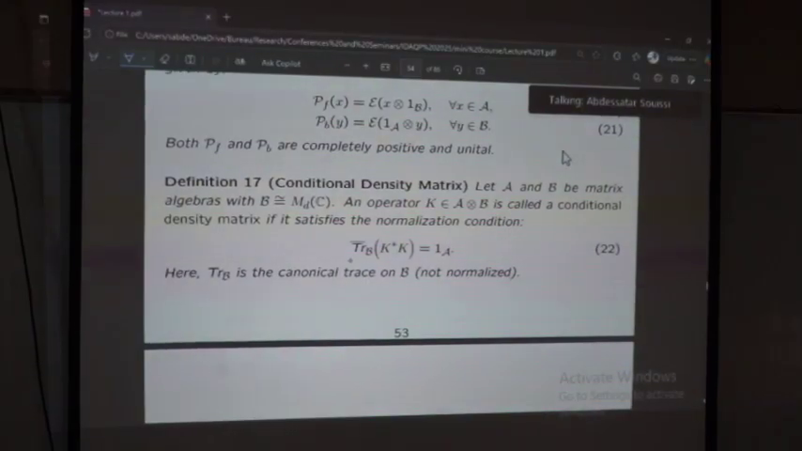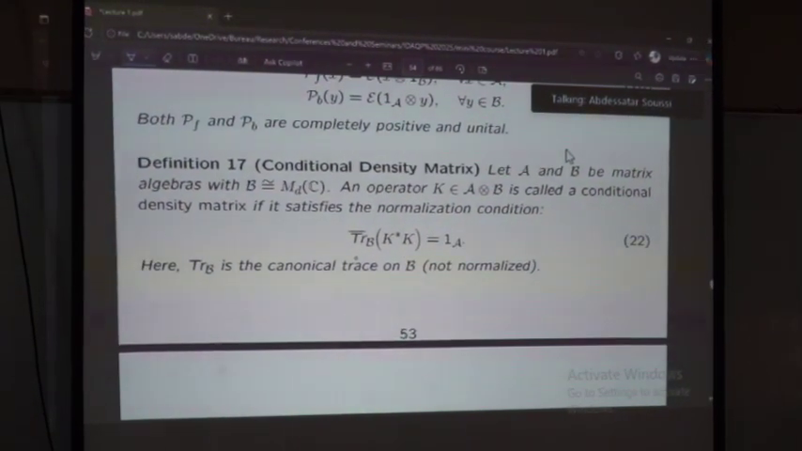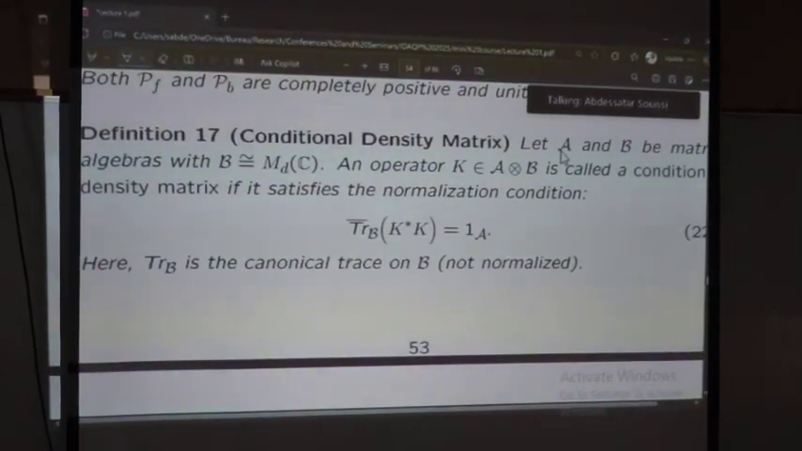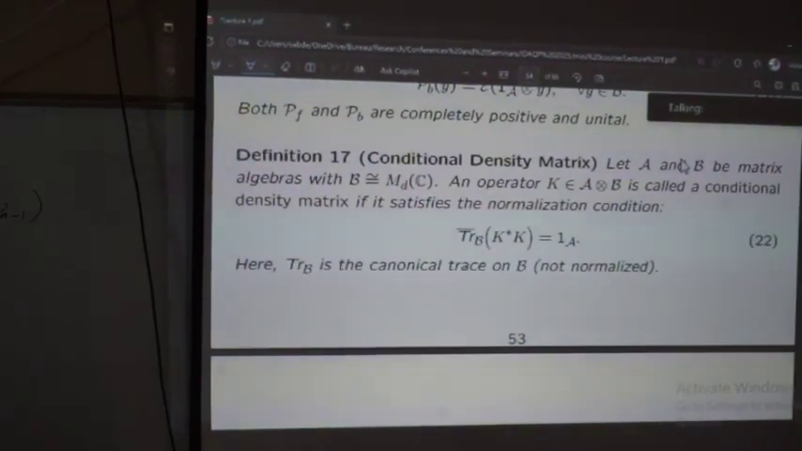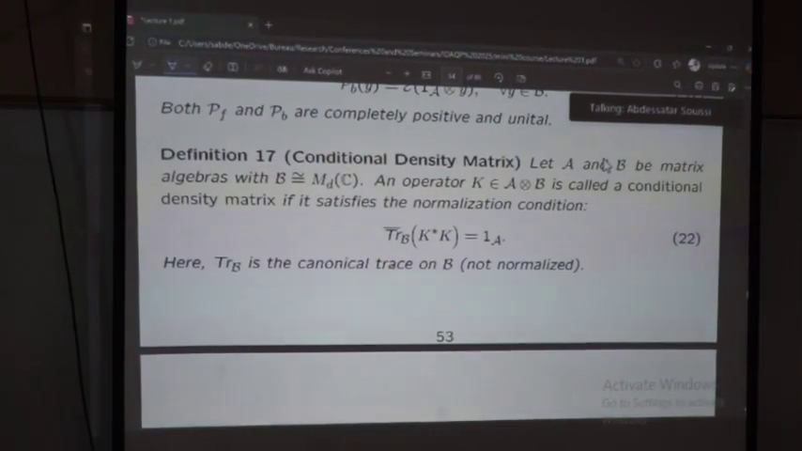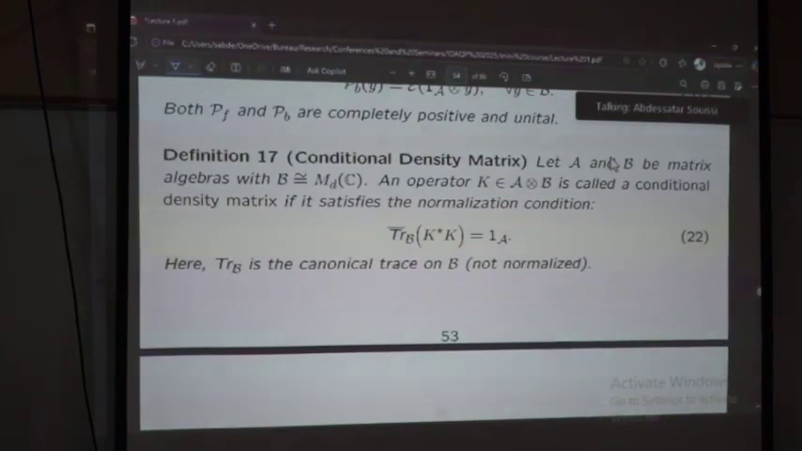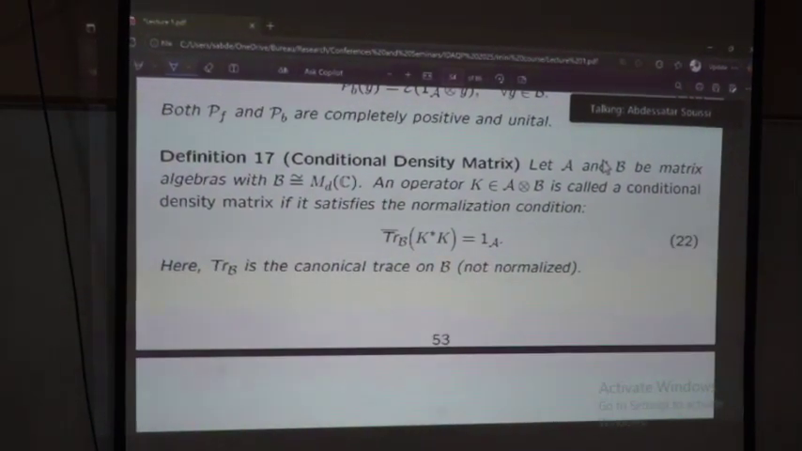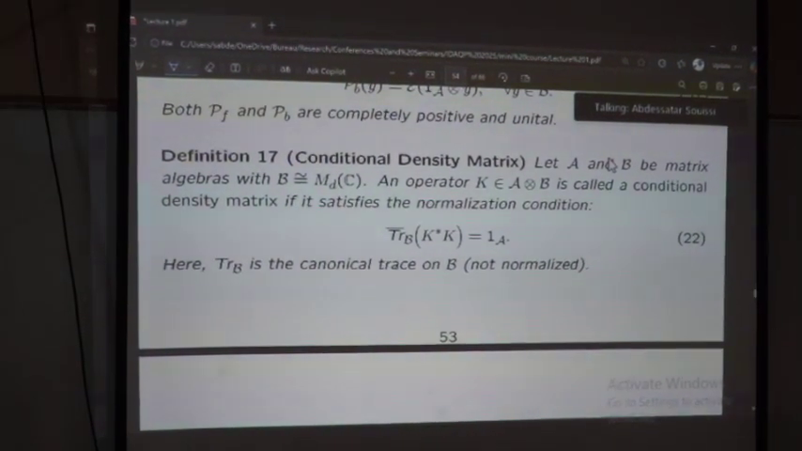Okay, so now we define the notion of conditional density matrix. The conditional density matrix refers to K satisfying the partial trace over the second component of K star K equal to the identity. This is really useful to produce many examples of quantum chains, in connection with Pauli matrices, spin models, and also of the quantum walk. And this has been done in many papers in the literature, both in the one-dimensional case and beyond.